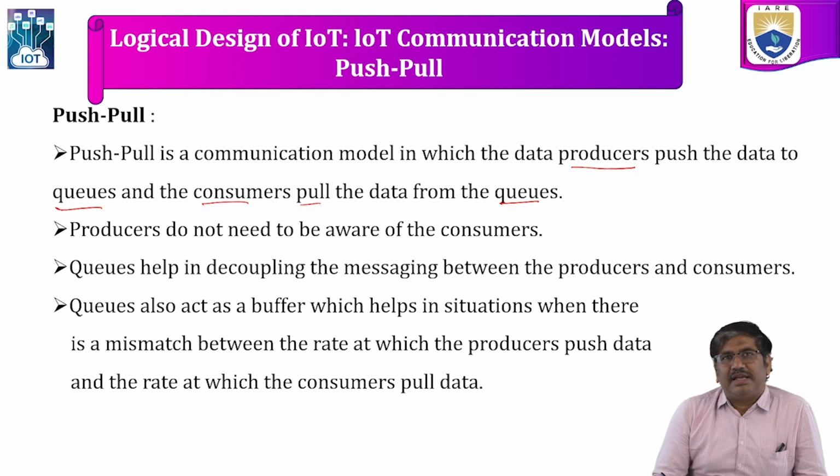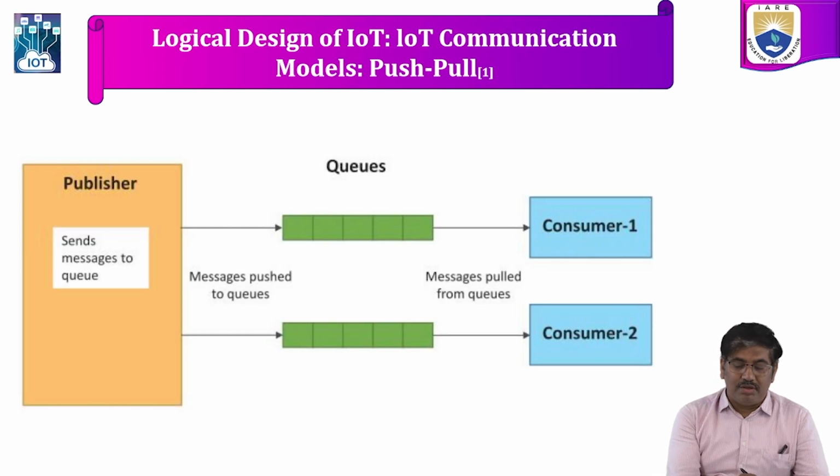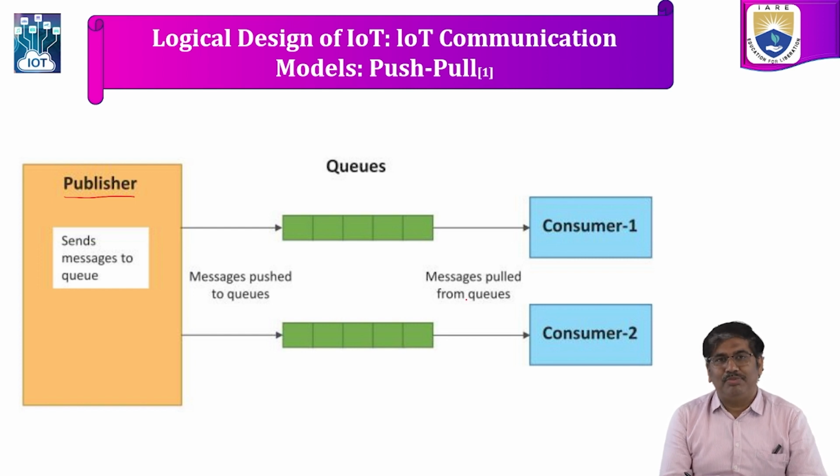Queues also act as a buffer, which helps in situations where there is a mismatch between the rate at which the producer is pushing the data and the rate at which the consumer is pulling the data. So in the push-pull model, the publisher will send the messages to the queues, whereas the consumers will pull the messages from the queues. In this case, consumer 1 is pulling the data from Q1, whereas consumer 2 is pulling the data from another queue, which are published by the publisher.